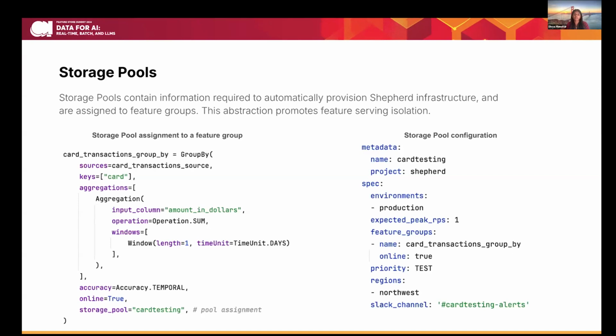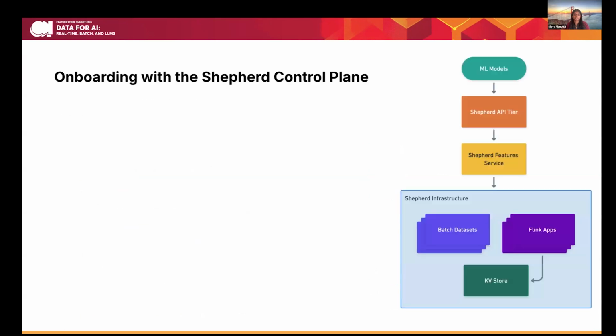We were able to benefit from using Stripe's programmable infrastructure configuration engine, also known as SPICE, for creating our storage pool abstraction and control plane. In our current Shepherd architecture at Stripe, our ML models read from our feature service via an API tier, which calls the Chronon fetcher under the hood. The fetcher reads from our KV store and batch datasets to compute the feature values. All of this infrastructure was previously manually provisioned and managed.